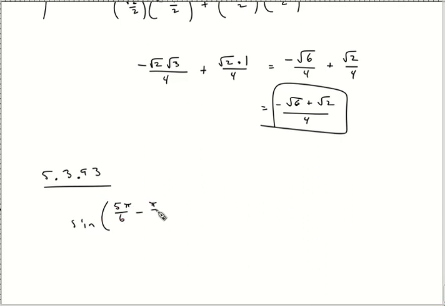Push through with me. So sine of 5 pi over 6 minus pi over 3. Wait. That's not what they want. They want more. Plus the sine of 5 pi over 6 plus the sine of pi over 3. This is actually all one statement, all one big number that they want.